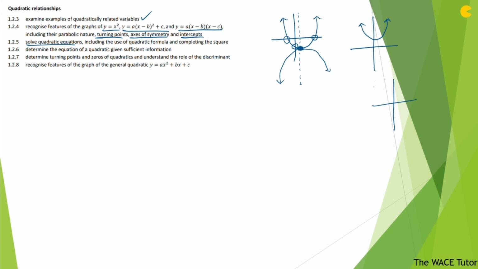All right, we have solved quadratic equations. We've used the quadratic formula. We've completed the square. We've done all of this. We've determined the equation of a quadratic given a graph. So given a turning point, a y-intercept, and another point, we'll be able to do that, as you'll see from some of the Sadler exercises. We're able to determine turning points. We're able to understand the role of the discriminant, and we looked at the features of the general quadratic y equals ax squared plus bx plus c.